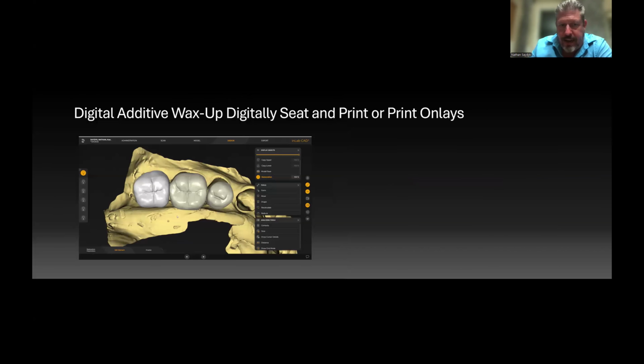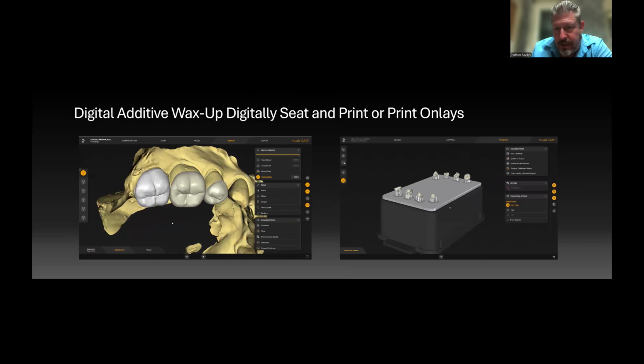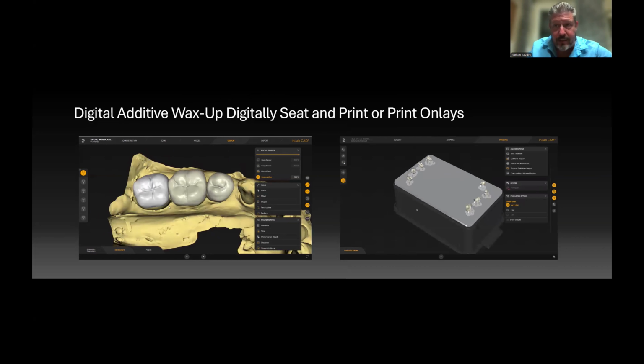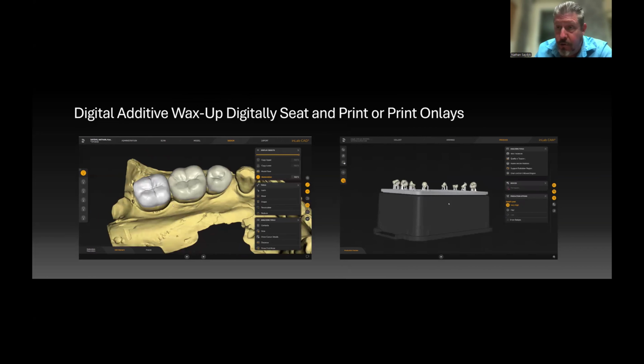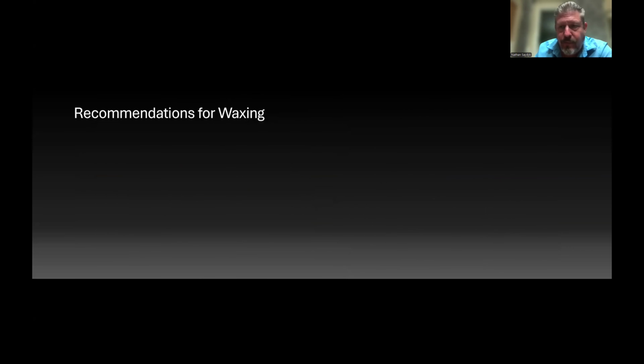This is another where I did additive wax up and I actually printed these onlays for the back teeth. And you can see them on the print plate there. This is the new way I've been doing this because doing it by hand is very difficult. I'll go through both methods. So here's my recommendation for waxing.